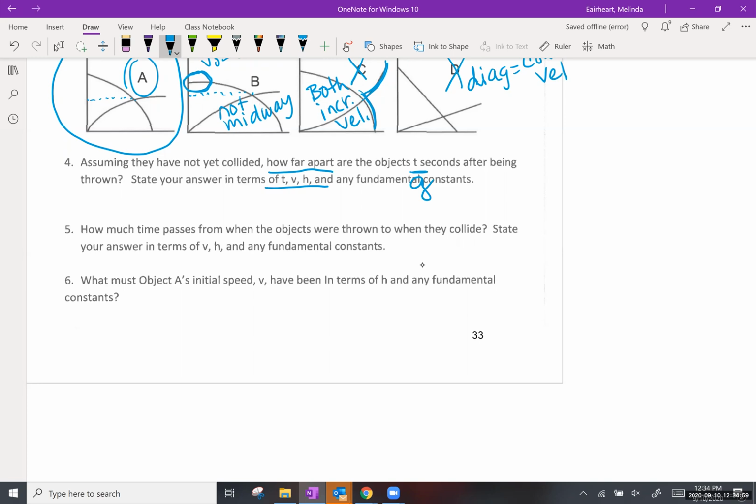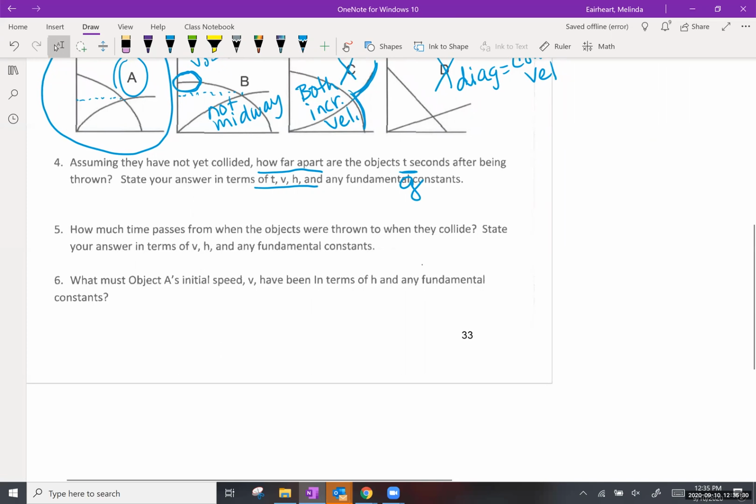So that last sentence is basically saying when you solve for how far apart, when you say delta H or delta Y equals, those are the only letters that can appear in your answer. If you want to think of those as legal variables, I can't have anything else. I can't have a generic A. I can't have D. I need to put everything in those terms. Does that make sense?